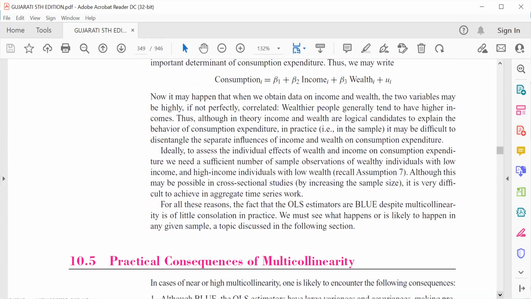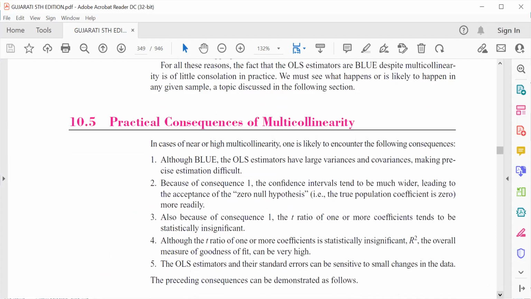These are the practical consequences of multicollinearity. In the case of near or high multicollinearity, one is likely to encounter the following consequences. Although the coefficients are BLUE, the OLS estimators have large variances and covariances, making precise estimation difficult because we have large confidence intervals. Because of consequence number one, the confidence intervals tend to be much wider, leading to acceptance of the zero null hypothesis.